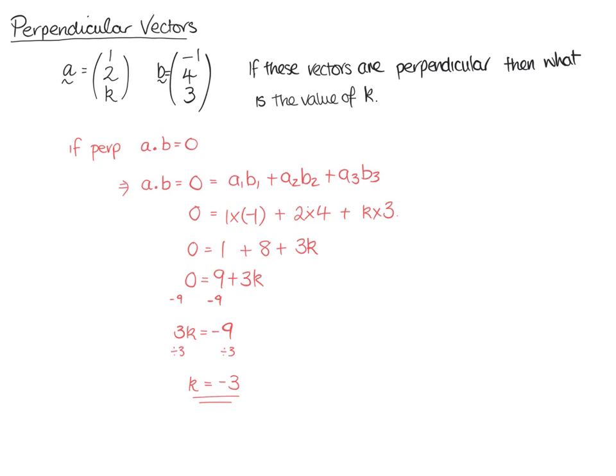But that is us for perpendicular vectors. It's just where the dot product is equal to 0, that means that the vectors are perpendicular, and we can use the reverse of that to say if they are perpendicular, then that means that the dot product must be 0.